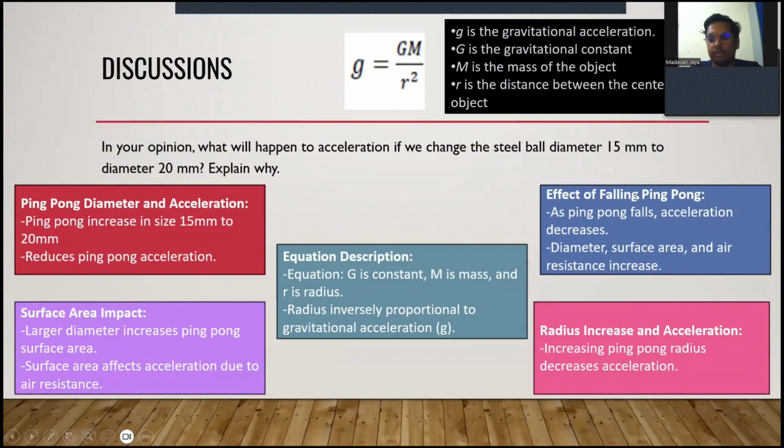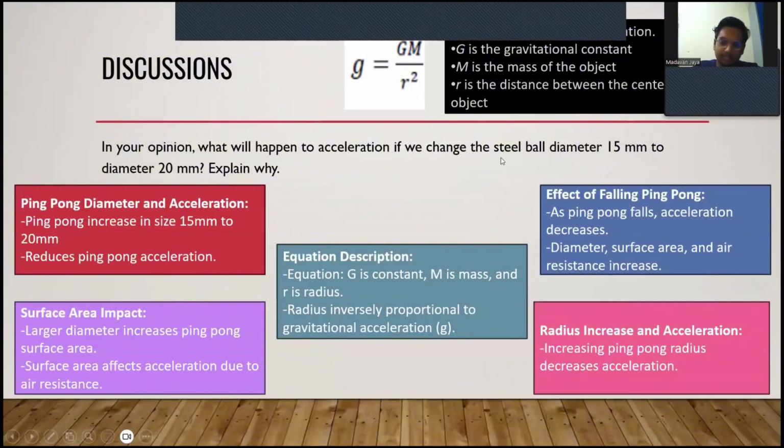With this, as the ping pong falls, acceleration decreases. As diameter increases, surface area and air resistance increase. With this, the radius increases and acceleration also decreases. From this, we can understand from the equation that G is constant, and mass and radius are inversely proportional to gravity and acceleration.